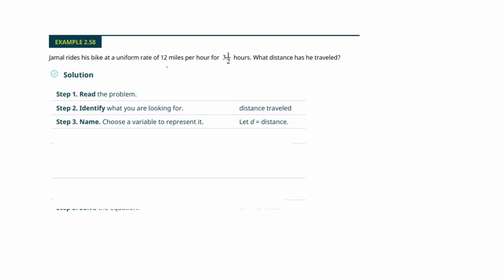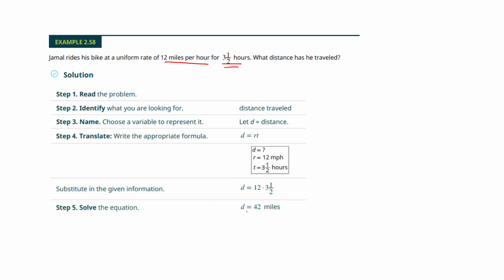Okay, they told us, here's my rate. And I have my time. So if we just plug this into distance equals rate times time, that's all there is to it. I'm going to multiply those guys. I must have gone 42 miles.